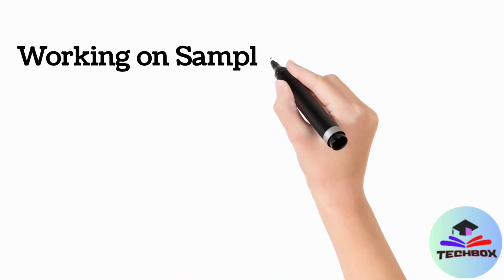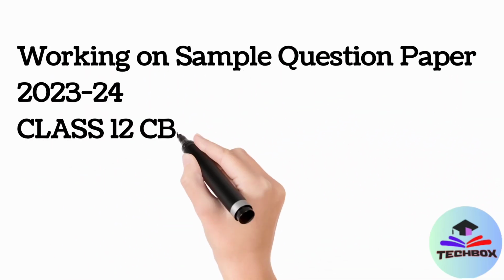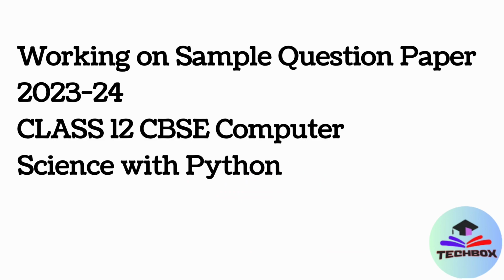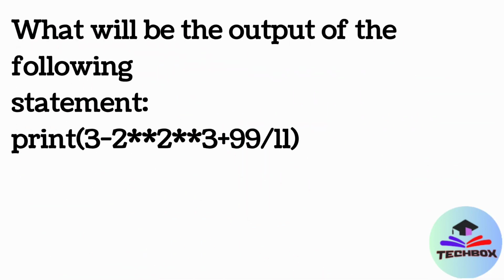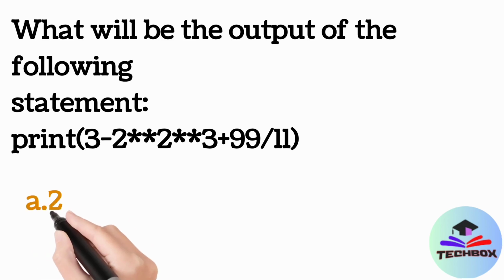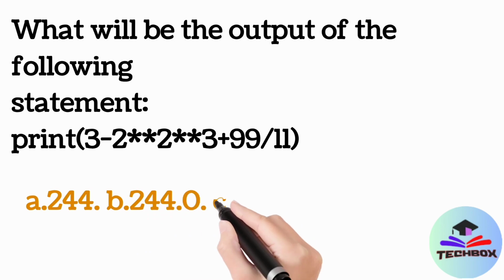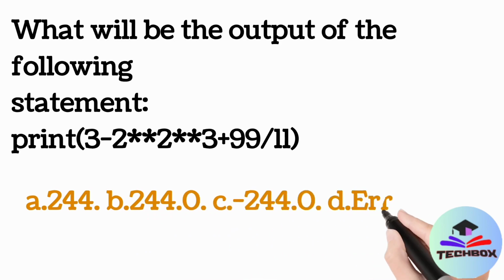Let us work on a sample question paper for Class 12 CBSE Computer Science with Python 2023-24. What will be the output of the following statement? print(3 - 2 ** 3 ** 2 + 99 / 11). And the options are A. 244, B. 244.0, C. -244.0, D. Error.